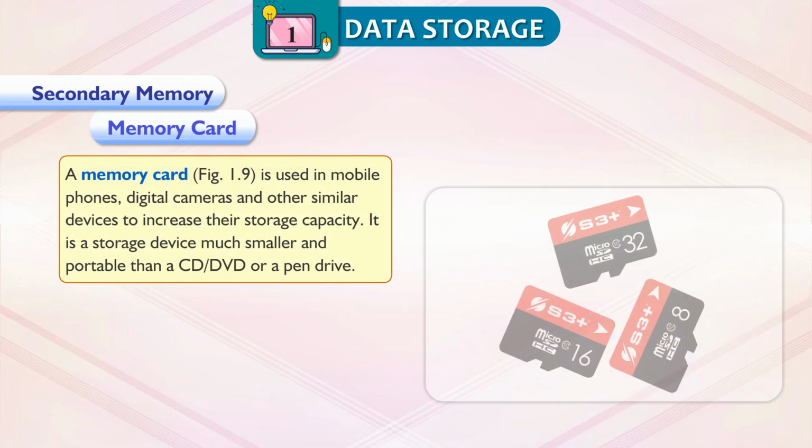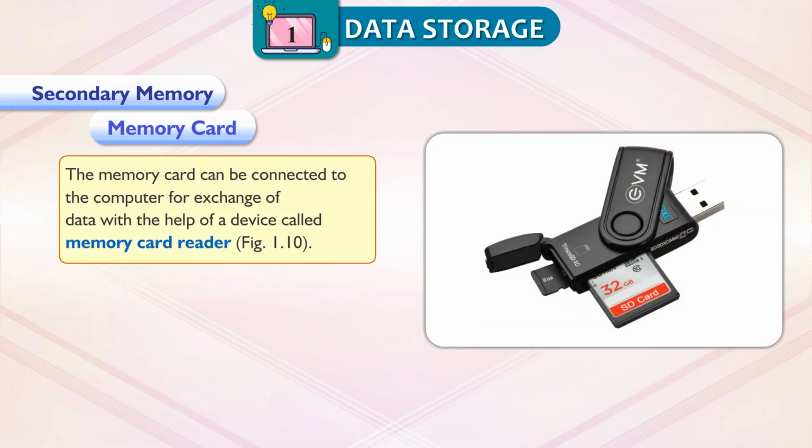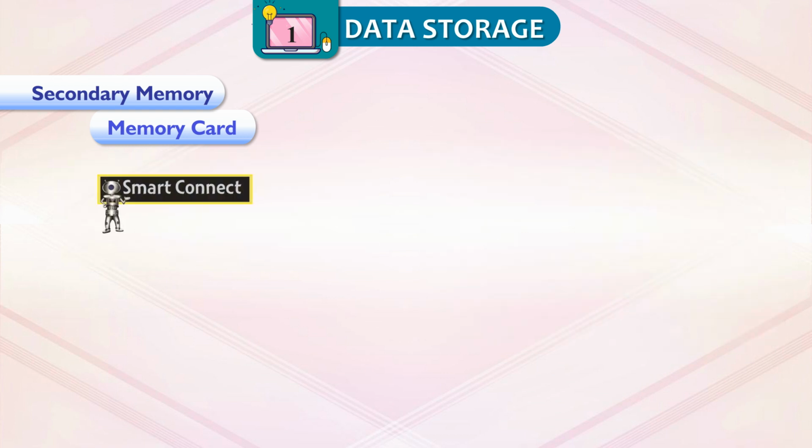Memory card. A memory card, refer to figure 1.9, is used in mobile phones, digital cameras, and other similar devices to increase their storage capacity. It is a storage device much smaller and more portable than a CD or DVD or a pen drive. The memory card can be connected to the computer for exchange of data with the help of a device called a memory card reader. Refer to figure 1.10. Smart Connect.